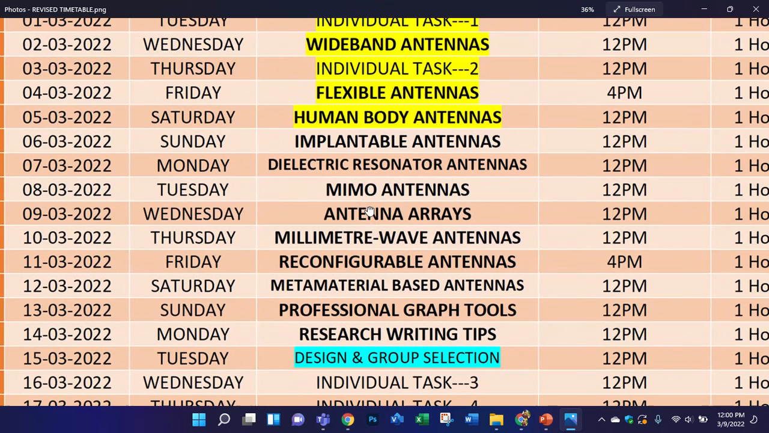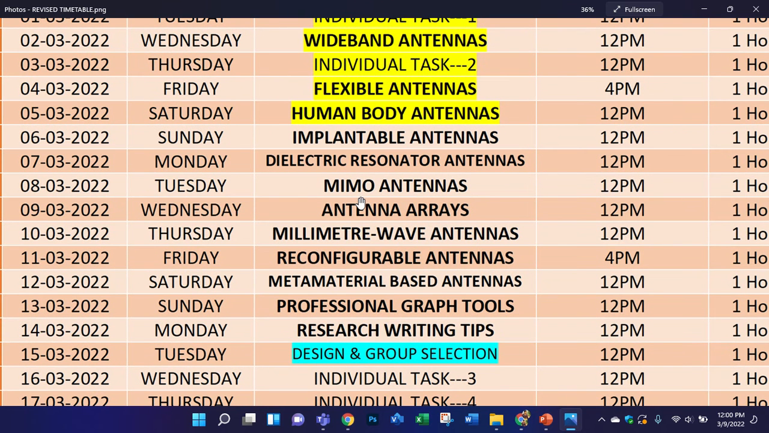For tomorrow, maybe we will study two topics together, millimeter wave and terahertz, because some students are asking for a lecture on terahertz. So tomorrow we will study millimeter wave and terahertz antennas.